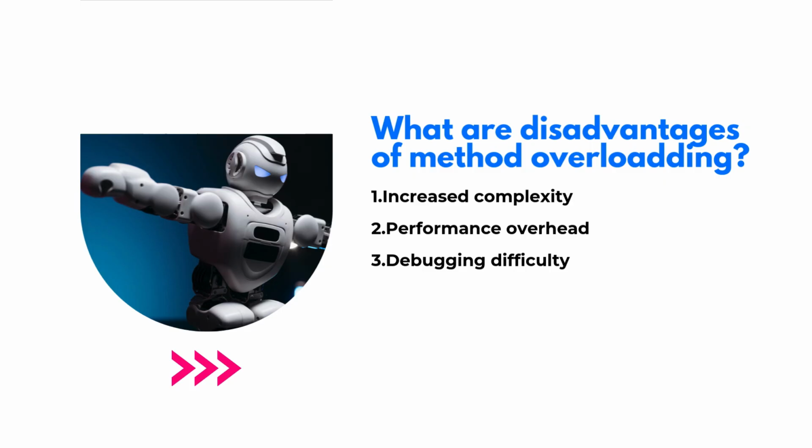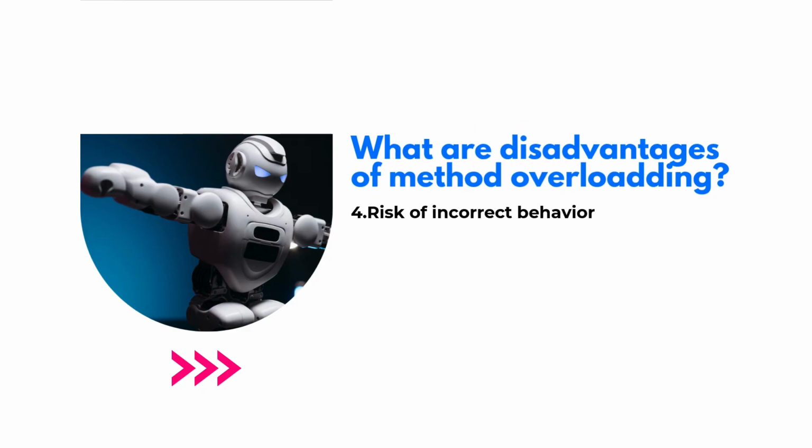What are disadvantages of method overriding? Increased complexity makes code harder to understand due to multiple method implementations. Performance overhead involves slight runtime cost because method calls are resolved at runtime. Debugging difficulty: tracing which overridden method is executed can be confusing. Risk of incorrect behavior: poorly overridden methods may break base class logic or expectations.